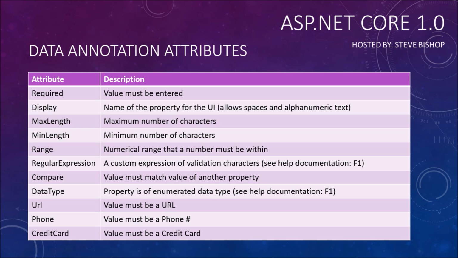Now, in most cases, these data annotation attributes are a way of performing validation. But in some cases, they're also a way of handing over information to the views. And we will talk about how that works when we discuss razor views later on in this series. But for right now, let's take a look at a simple example of how to use data annotations on our model classes so that we can specify what type of data we can put in the different properties of that class.